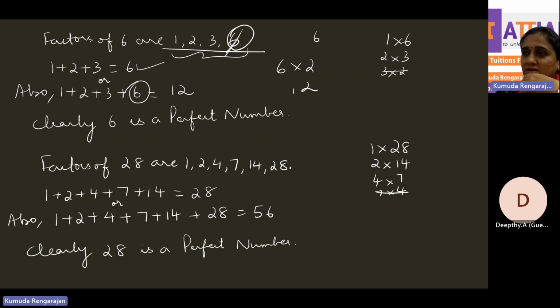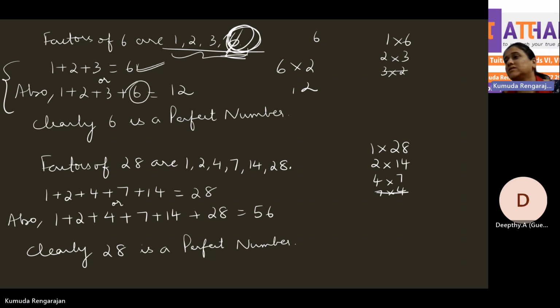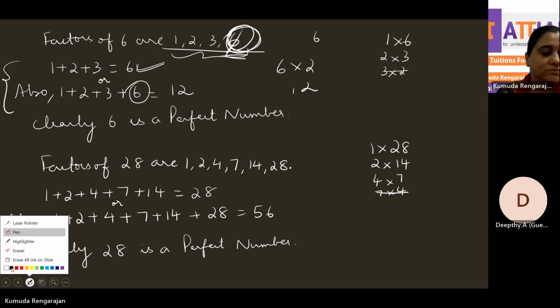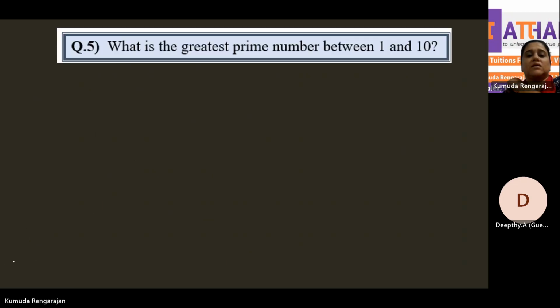First, we list all the factors. Then while finding the sum, in the first one, I've not included 6. In the second one, I've included 6. Here itself I've shown both the methods. No, this is not a sum, it's just an explanation. You will be doing only one of these. So in the first one, I've not included 6, then the answer is the number 6 itself. In the second one, I've included 6, then the answer will be 6 into 2, 12.